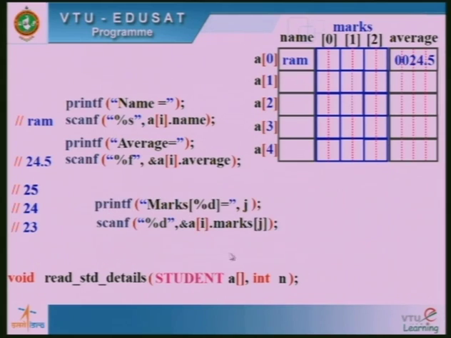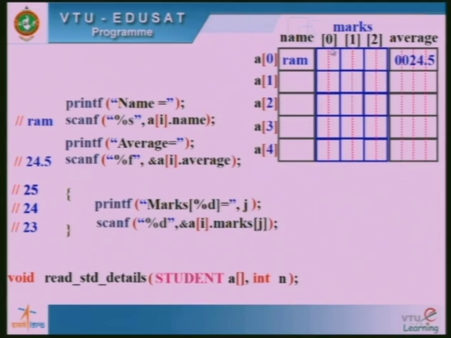Remember, execution of these two statements should be done repeatedly, so I enclose them within braces like this. Why do we have to repeat the execution of this? Because we have to read how many marks? 3 marks. So what should be the initial value of j? Initial value of j will be 0, next j will be 1, j will be 2, and so on.